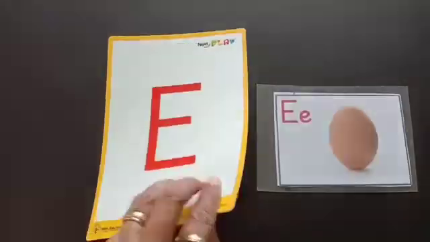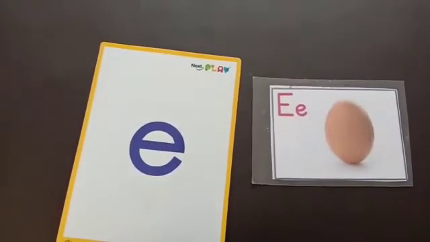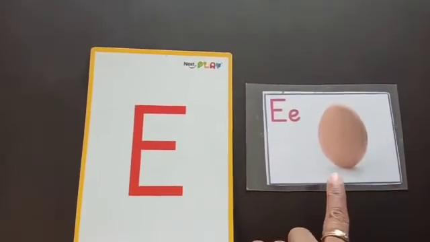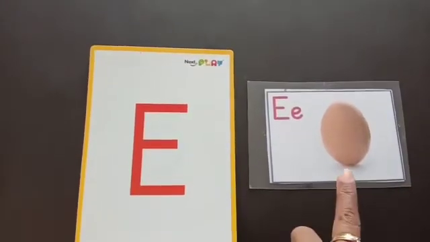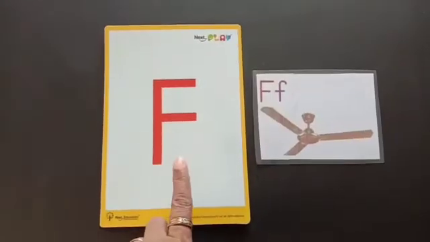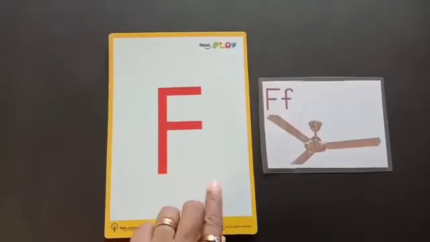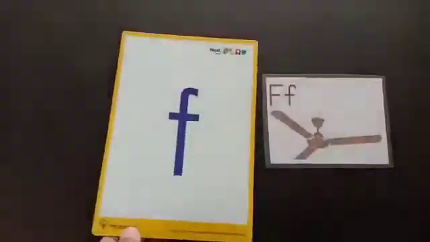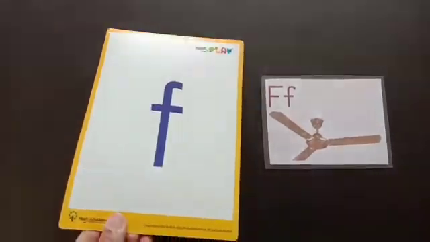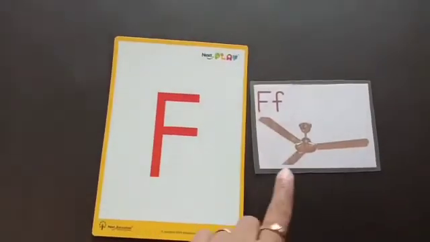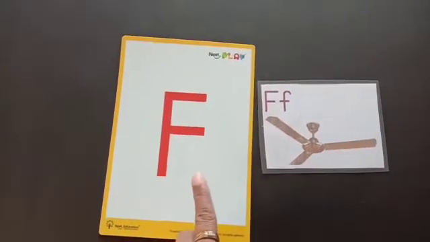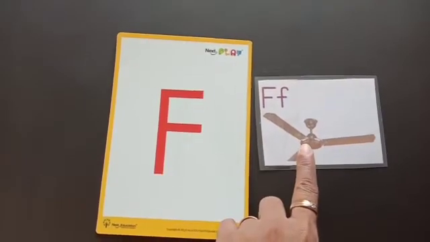This is alphabet E. Capital E. Small e. E for egg. E for egg. This is alphabet F. Capital F. Small f. F for fan. F for fan.